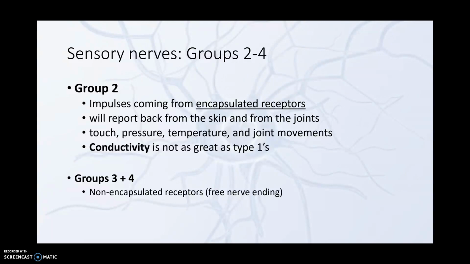Now, group 3 and 4 afferents are considered non-encapsulated receptors, and the thicker the axon, the faster the speed of the movement. So if it's myelinated, it's faster movement, and unmyelinated, it's slower. So ultimately, these are free nerve endings.